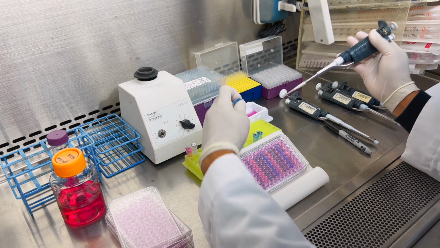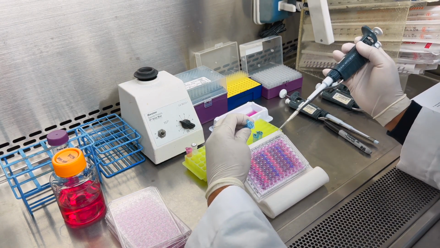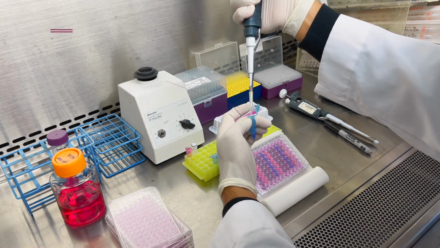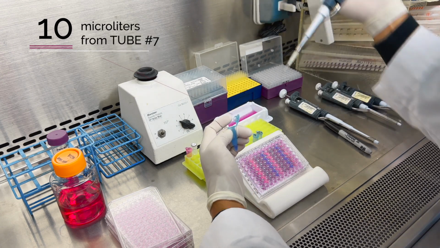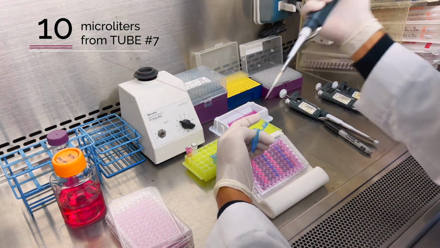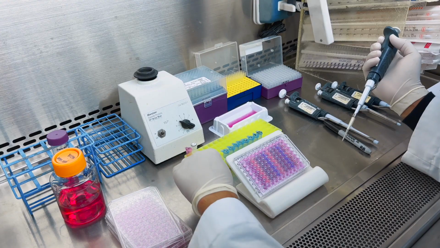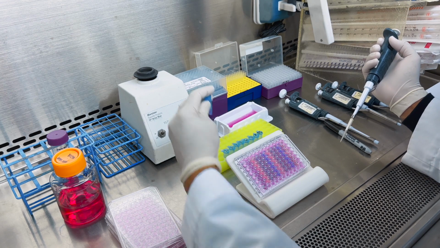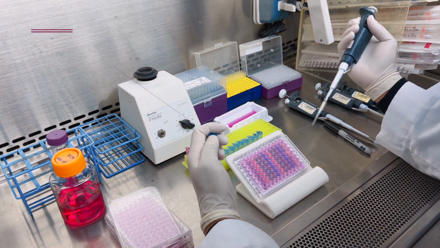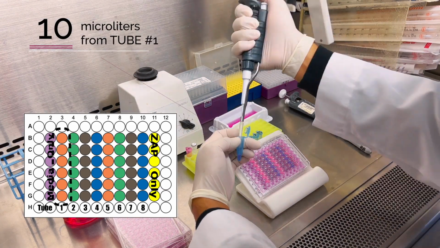We will continue with the sample dilutions using tube number 7 into column number 9. Again, we will transfer 10 microliters into each well. And lastly, for tube number 1, we will do the same. First, vortex briefly. Then, transfer 10 microliters into each well of column number 3.